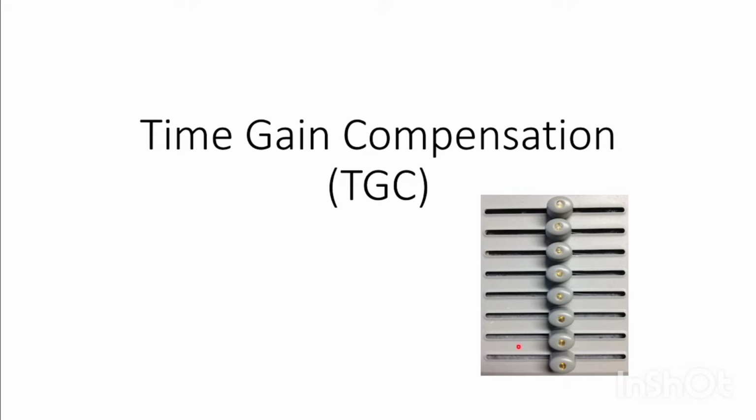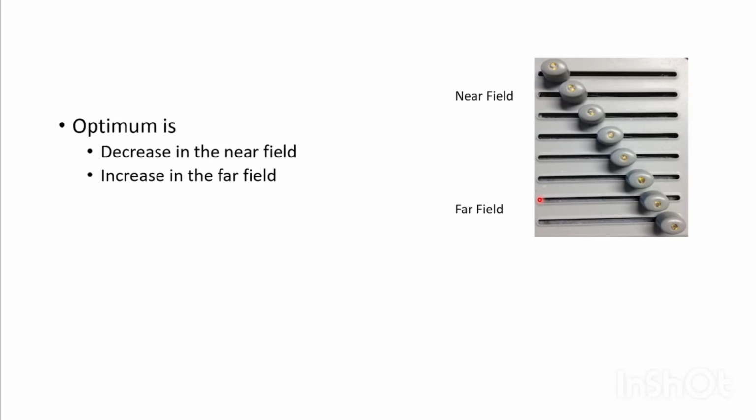This will increase on the lower part of the screen. I should say it's on the upper part of the areas, in the field. So this is for the near field and this is for the far field. So this is the optimum, how you should, because why?